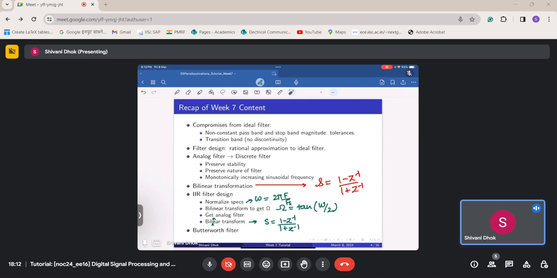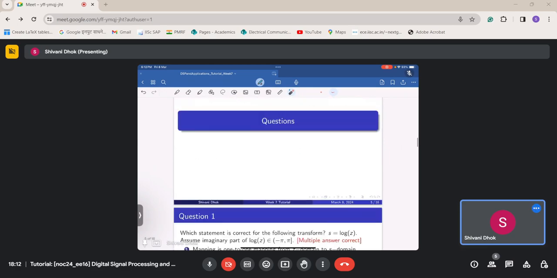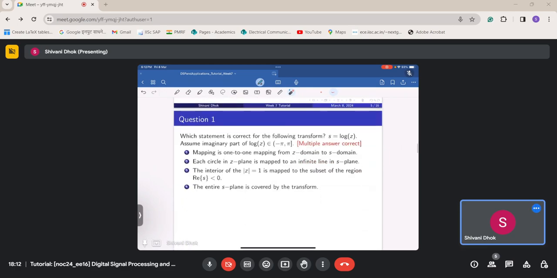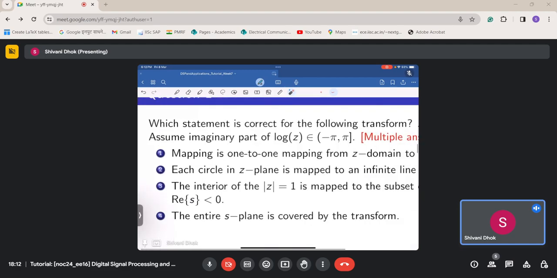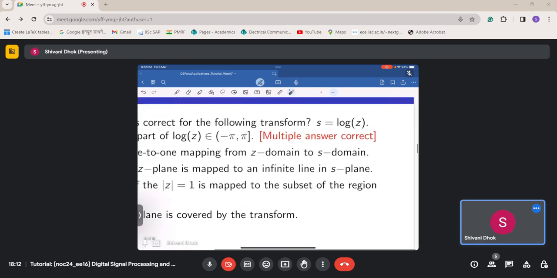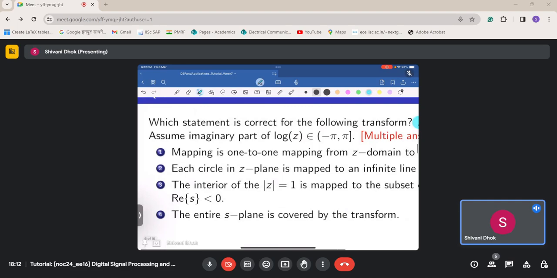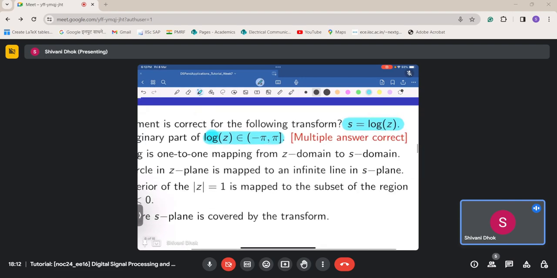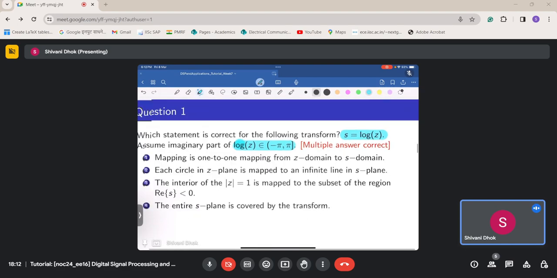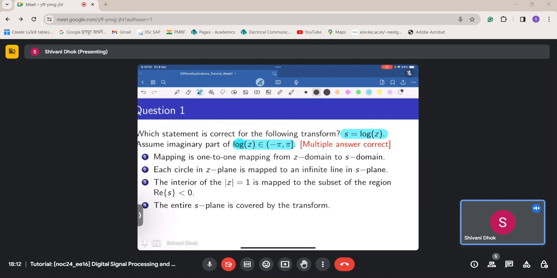Okay, if there are no questions, then let me start with the questions that I have planned to cover today. So this is the first question. What does it say? Which statement is correct for the following transform? The transform given to us is S equal to log Z, and we need to assume that the imaginary part of this log of Z belongs to minus pi to pi. This is a multiple answer correct question, so each of these points we'll try to understand one by one.